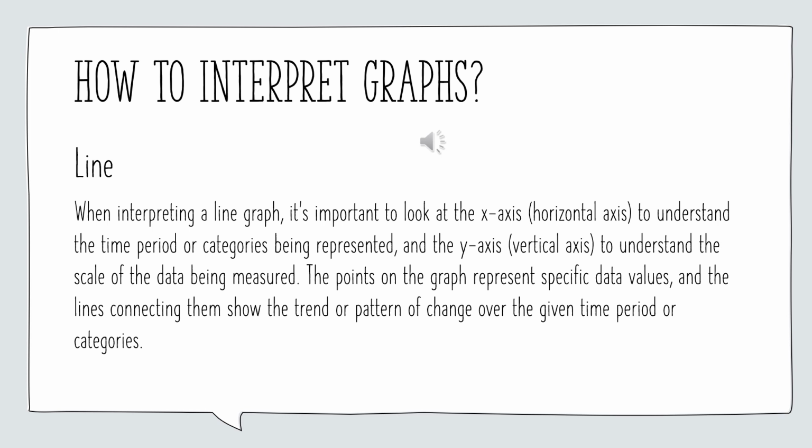How to interpret line graphs? When interpreting a line graph, it's important to look at the x-axis, horizontal axis, to understand the time period or categories being represented, and the y-axis, vertical axis, to understand the scale of the data being measured. The points on the graph represent specific data values, and the lines connecting them show the trend or pattern of change over the given time period or categories.